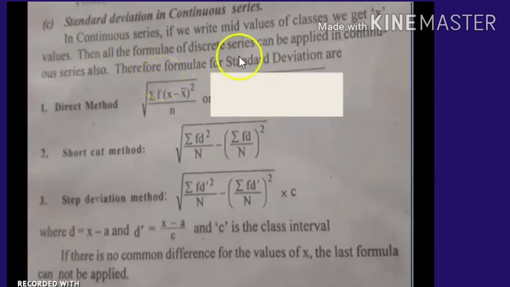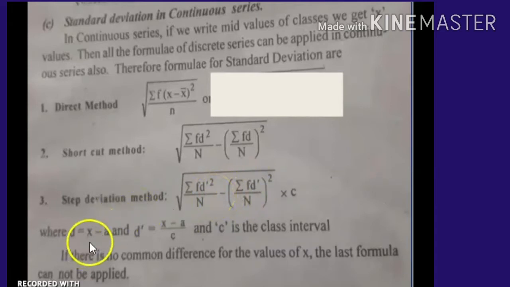Therefore, the formula for standard deviation in the direct method is root of sigma f into (x minus x bar) the whole square divided by n. In the shortcut method, it is root of sigma fd square by n minus (sigma fd by n) the whole square. Here n is sigma f. The step deviation method is also followed here. So it's root of sigma fd dash square by n minus (sigma fd dash by n) the whole square, into c. Here also n is sigma f.